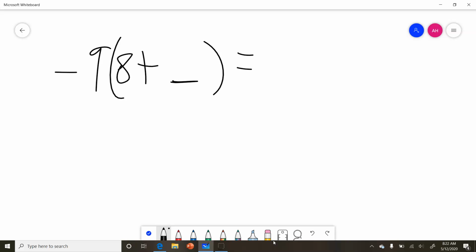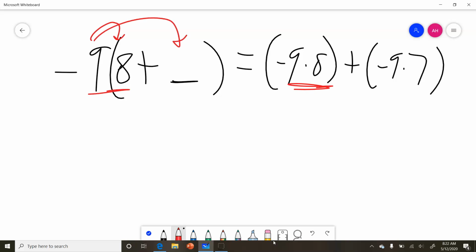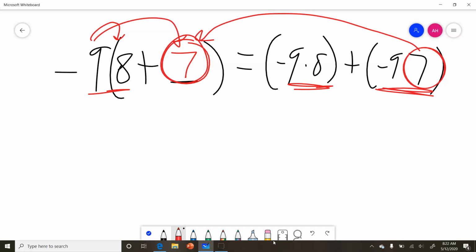Okay, so if you have something like this, they say -9 times 8 plus blank is equal to -9 times 8 plus -9 times 7. Okay, this is the distributive property. Remember how this 9 is going to go multiply to there and there. So in this case, we had the -9 times 8, so there we go. But then -9 times 7, so we know the answer is going to be this 7 is also right there.